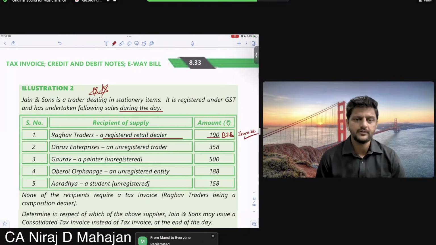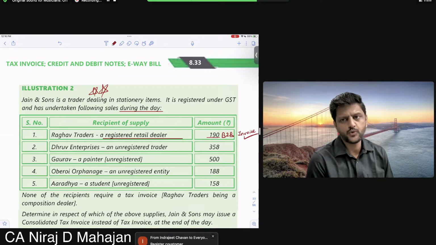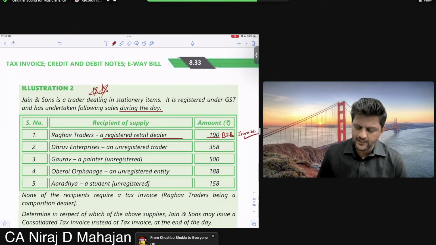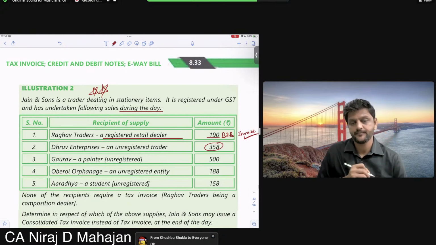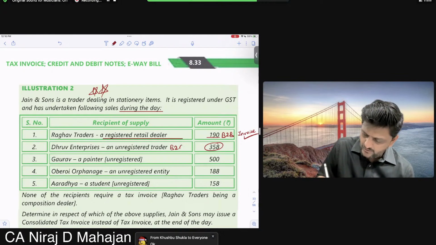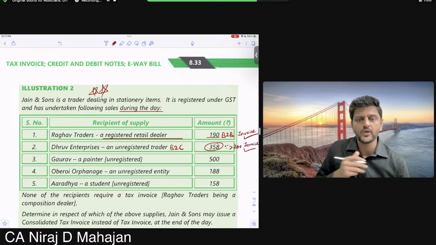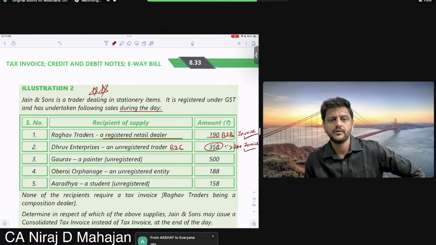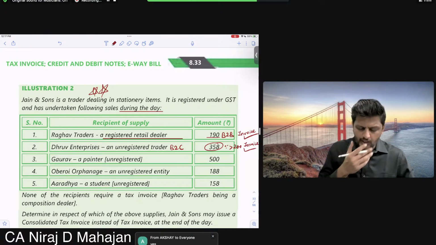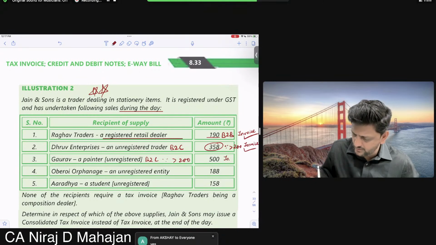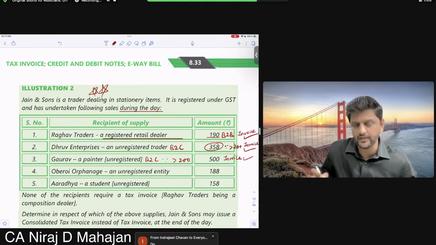B2B it is, बच्चों. B2B. Akshay okay? Kushbu okay? Dhruv Enterprises unregistered, but more than 358. It is B2C. But बच्चों since more than 200, समझा? Invoice more than 200. Clear? Good. Gaurav a painter, B2C, but same logic since more than 200. Invoice required. Clear till here?